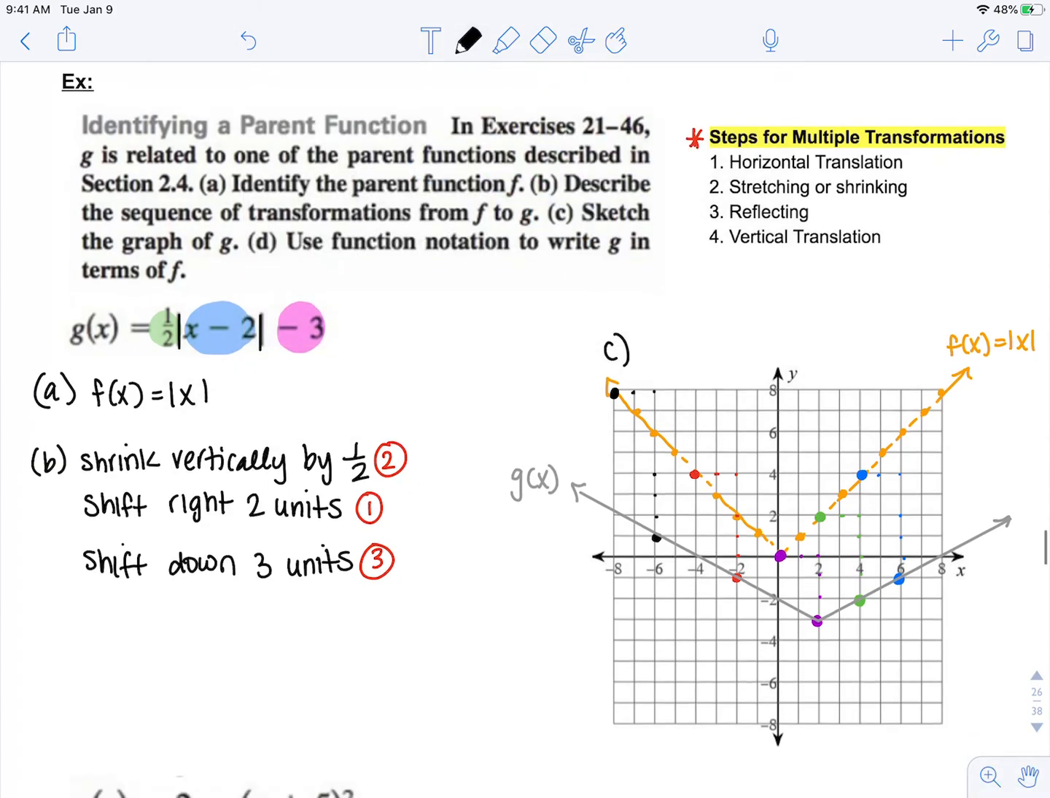So now part D is asking us to use function notation to write g in terms of f. So g of x equals 1/2 f of x minus 2 minus 3, where f of x is absolute value of x.